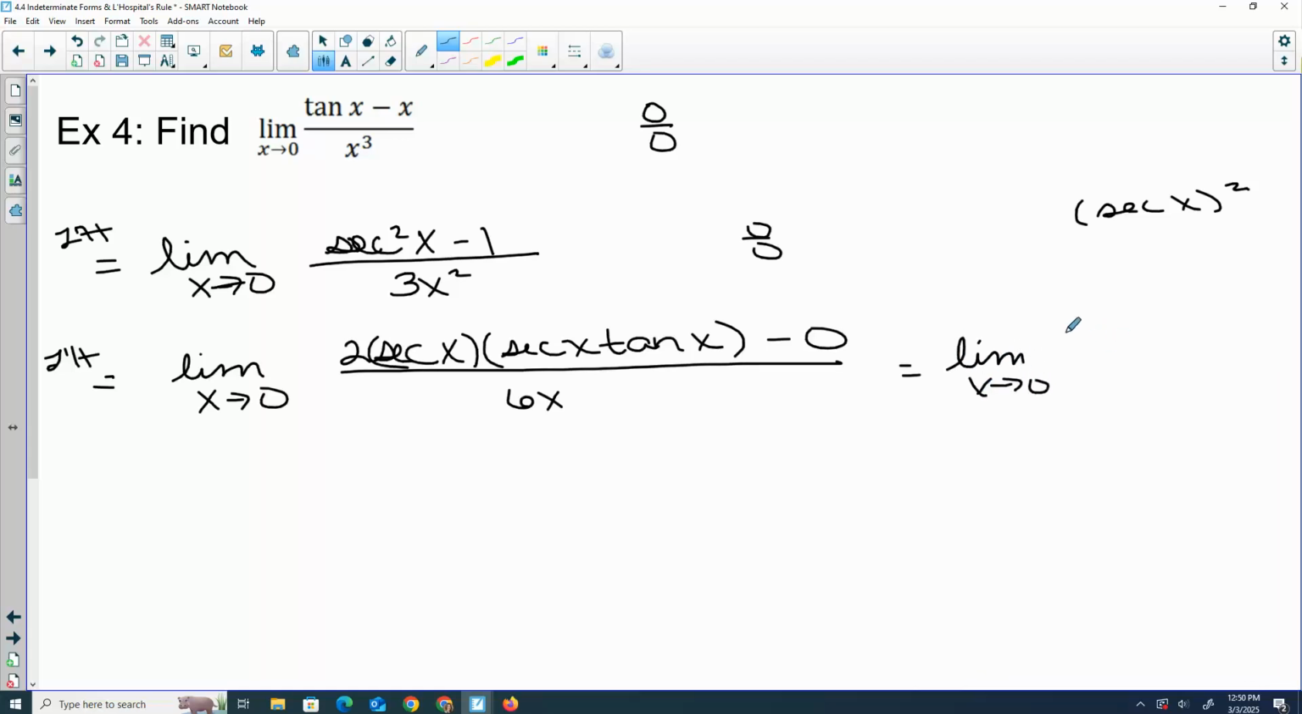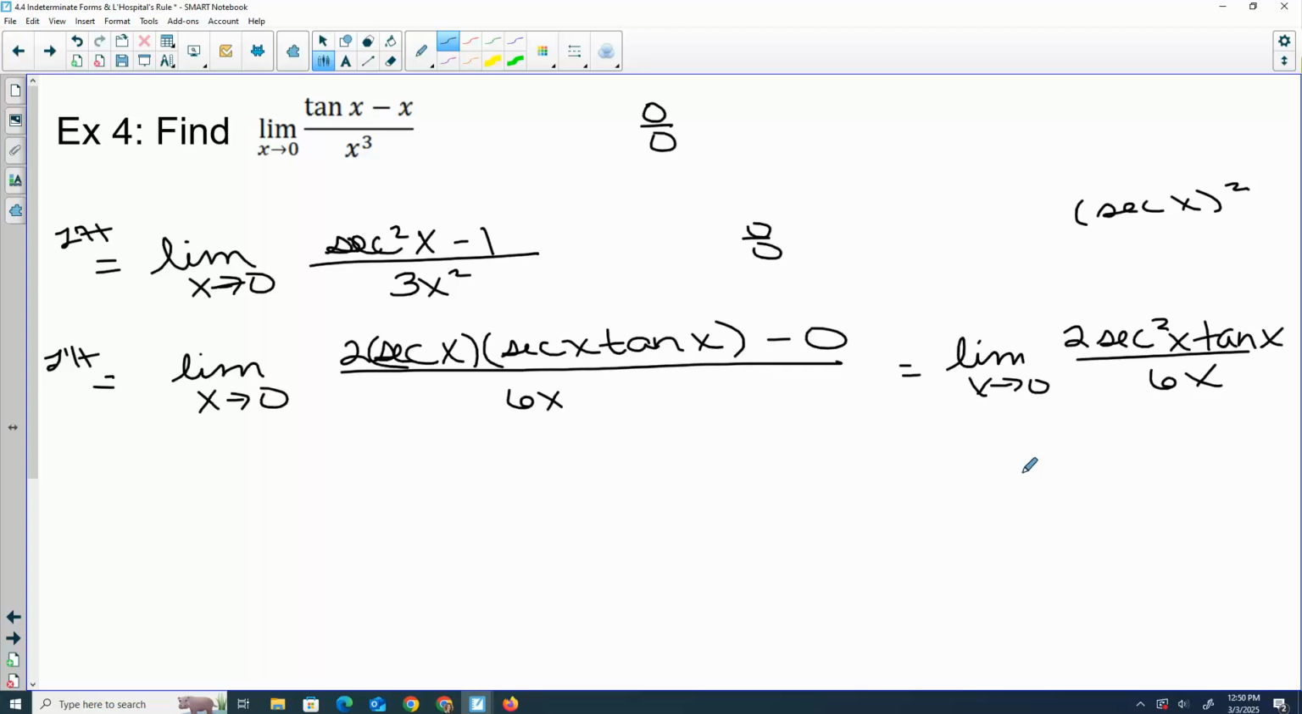Wow, this looks beautiful. But we still have to do the third derivative. We get 2 secant squared x tangent x over 6x. So if you are looking at this, yes, it is still 0 over 0.